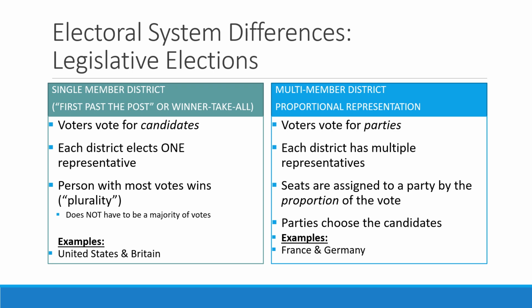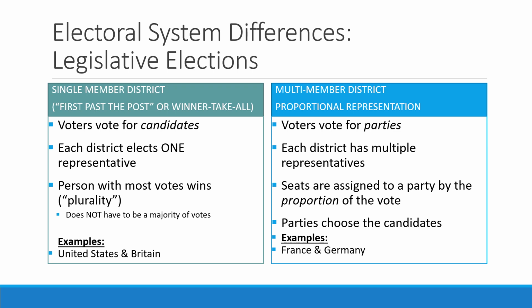In this system, voters vote for a candidate, and each district has a number of candidates competing for one seat. The person who gets the most votes wins. It doesn't have to be a majority of the votes. It could just be a plurality. Whoever wins the most votes in one district earns the seat in the legislature. This is the system we have in the United States. It's also the system they have in Britain.